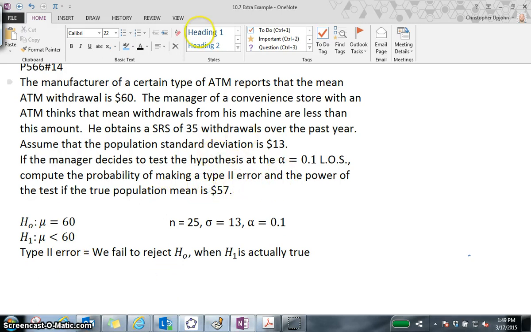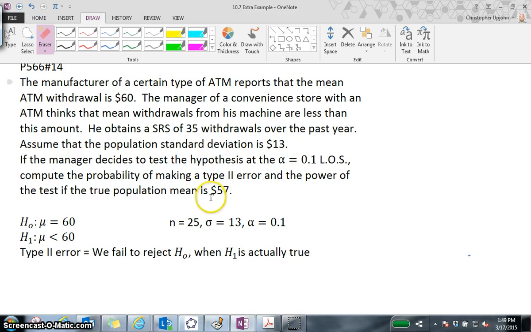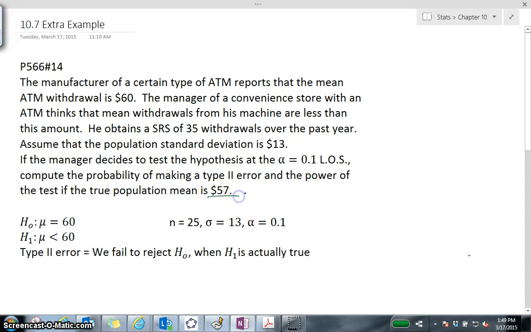If the true mean is 57. We don't deal with this yet, but we keep it in our back pocket. So we have n equals 25, sigma equals 13, because we're talking about population standard deviation, alpha is 0.1. Remember, our type 2 error is we fail to reject H0 when H1 is actually true.